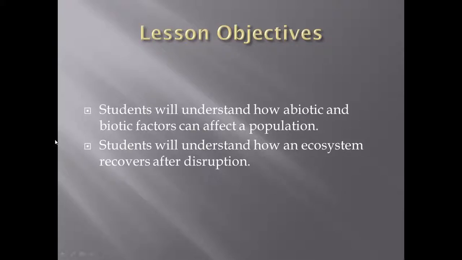This video is going to talk about basically two things. I want you guys to understand how abiotic factors and biotic factors can affect a population. And I want you guys to understand how an ecosystem recovers after some kind of a disruption. Now, in this context, disruption means some kind of a natural disaster of some kind. It could also be caused by humans or maybe even by an animal of some kind. Basically, something that hurts an environment.